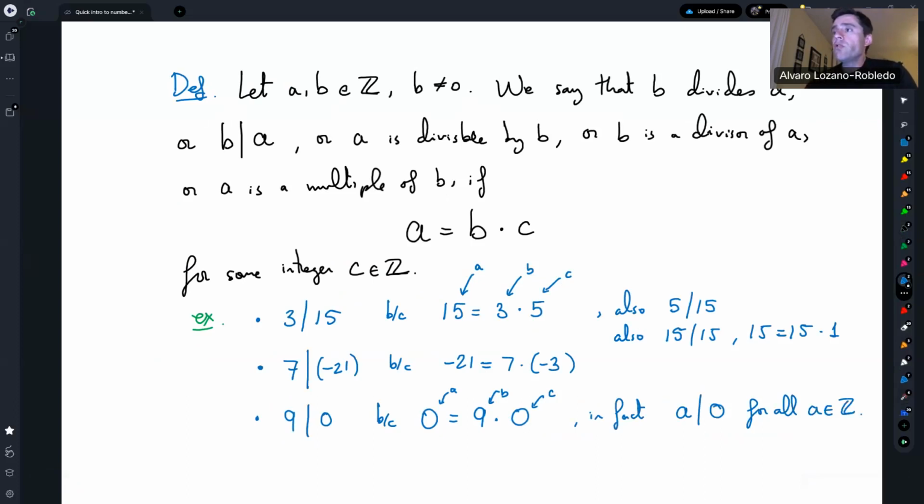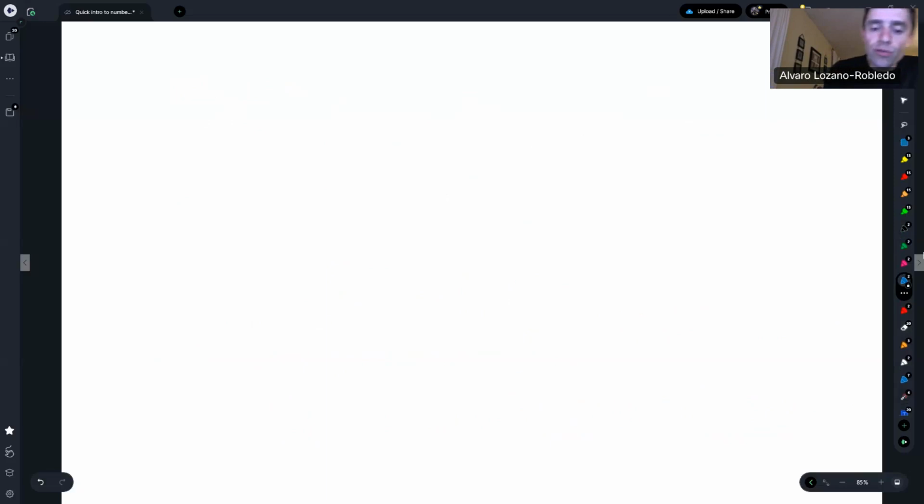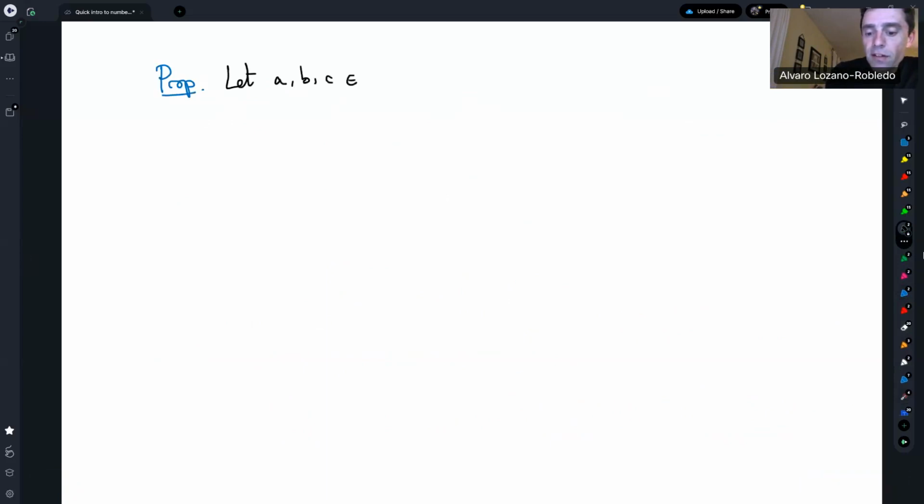Okay. So let me show you some properties of divisibility that are very useful, that we use all the time. So here's a proposition with some properties. Let a, b, and c be integers.